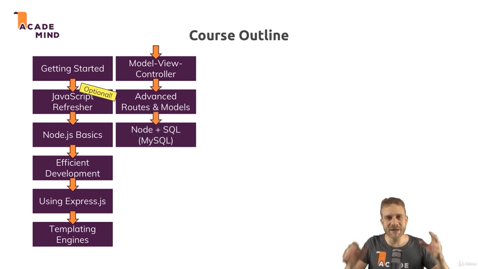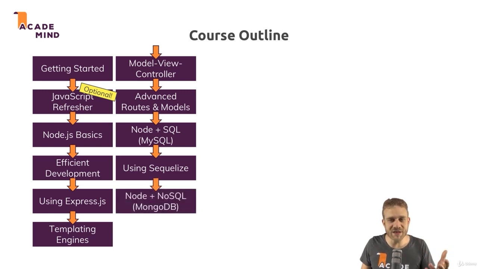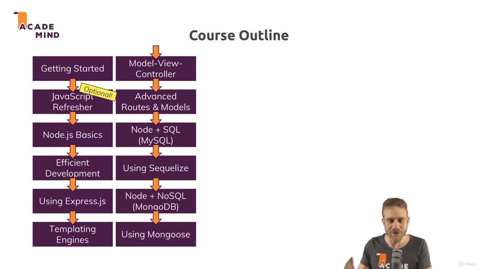And we'll start by connecting our Node application with a SQL database, MySQL to be precise. As a next step, we'll dive deeper into that and use a package that makes working with SQL databases easier, Sequelize. Now, and after having seen SQL, we'll continue with NoSQL and see how we would use that. And we'll use Mongoose there to also make working with that easier. And we'll then stick to NoSQL for the rest of the course, but you'll thoroughly learn both SQL and NoSQL.